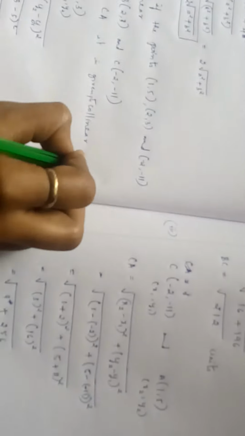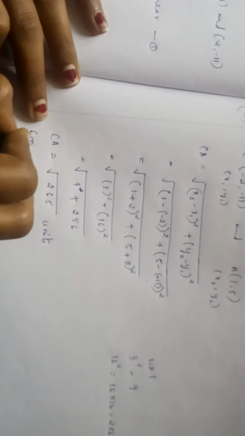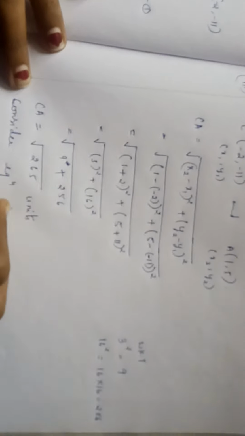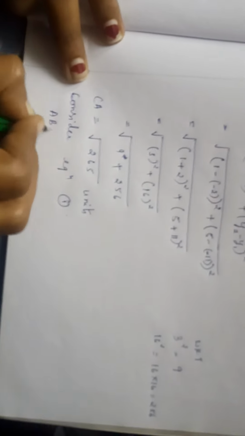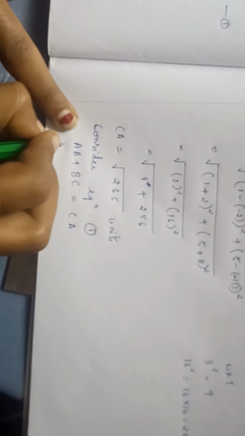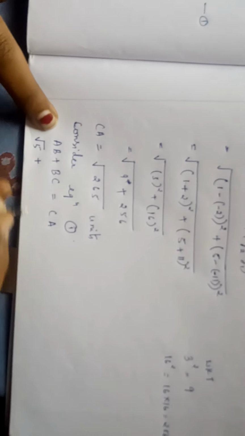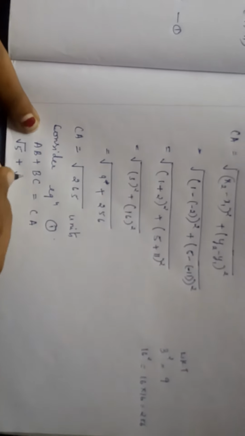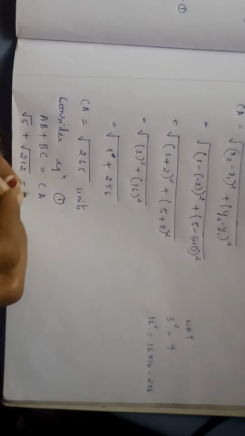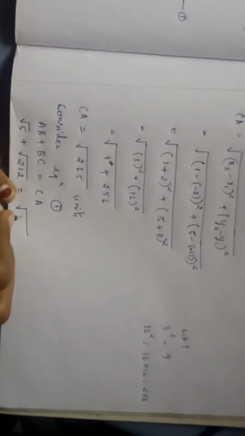Consider equation 1. That is AB plus BC equal to CA. Here AB is root 5, BC is root 212, and CA is root 265.